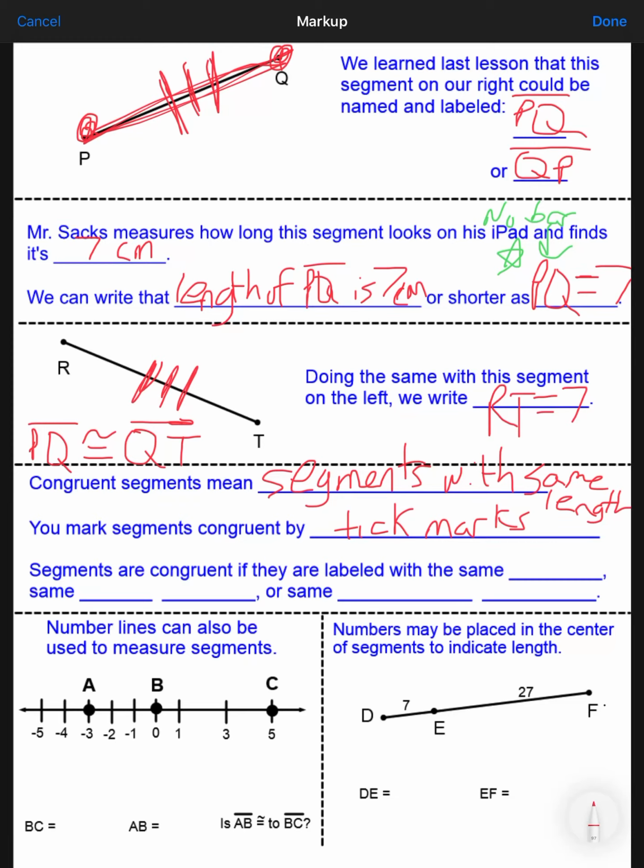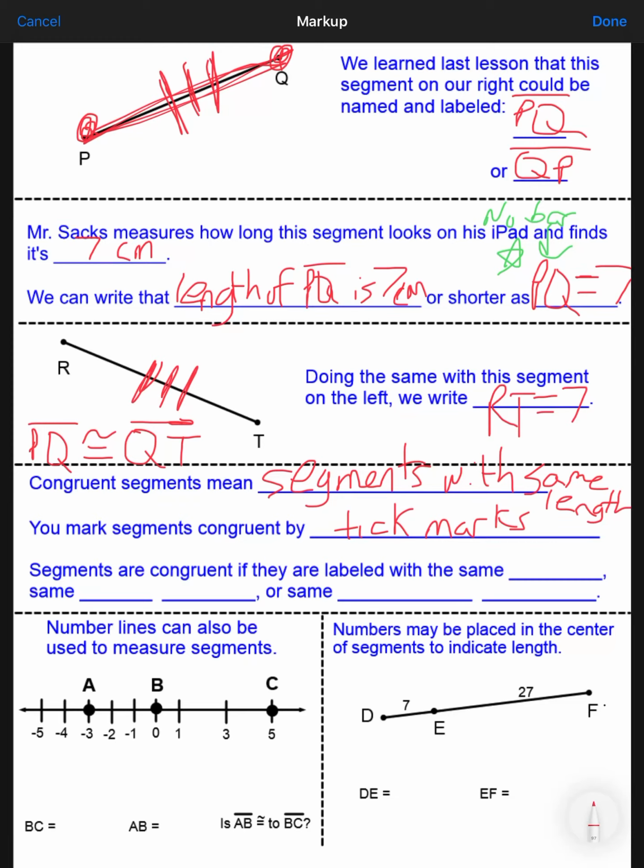We don't always label things with numbers. Sometimes we do, sometimes we don't. And anyway, you usually use these types of tick marks. There are other types of tick marks you see in some other resources. I've seen circles, I've seen triangles, I've seen smiley faces. But typically you see these little slashes going through the segments the same way.